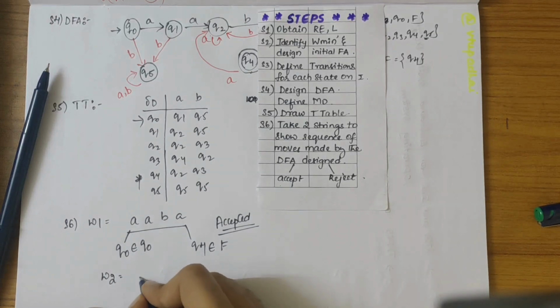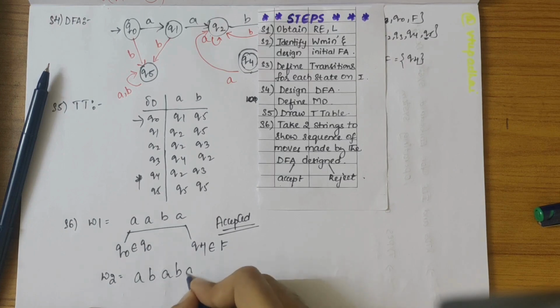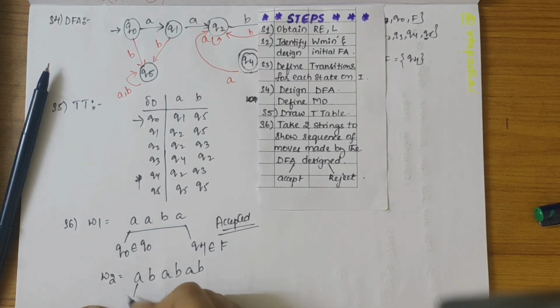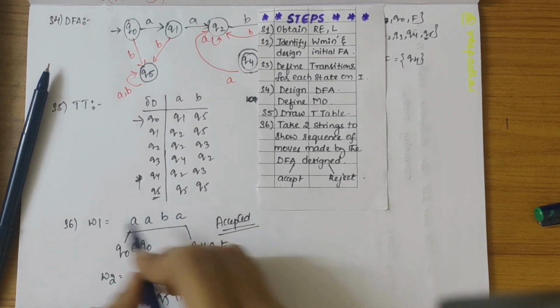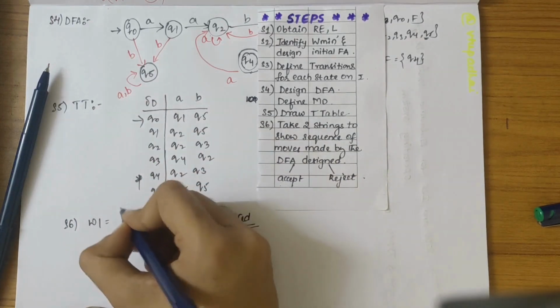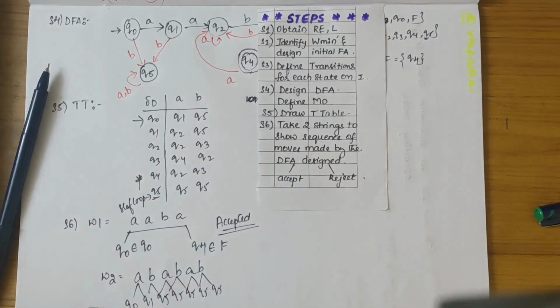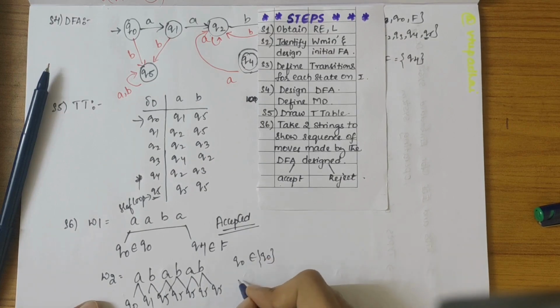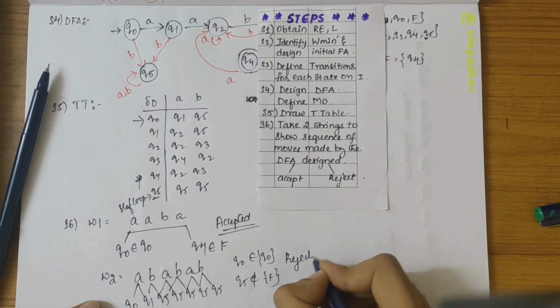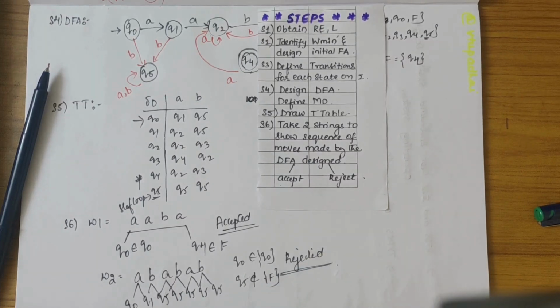Let's take W2, that is AB, AB, AB. So let's take Q0 on A gives Q1, Q1 on B gives Q5, Q5 on A gives Q5, and Q5. Anything on a trap state would be the self loop in this case. Thus, though Q0 belongs to the initial state, Q5 does not belong to the final state. Thus, this is rejected.